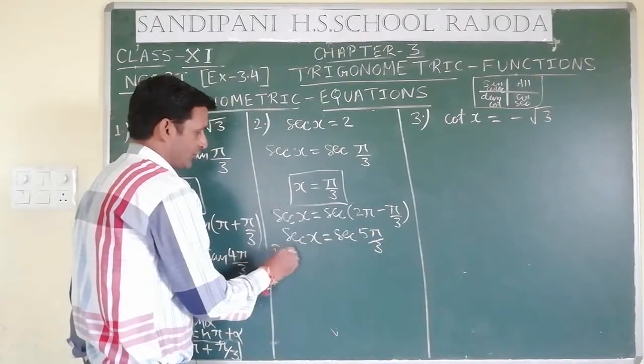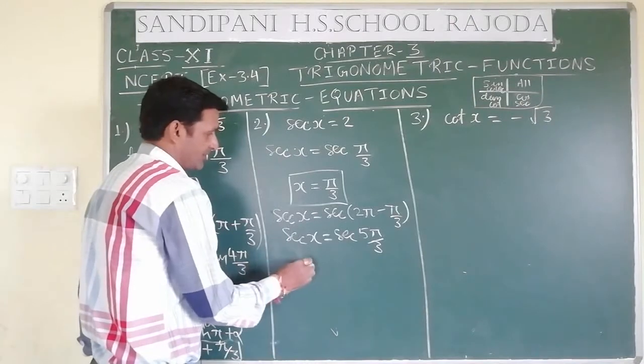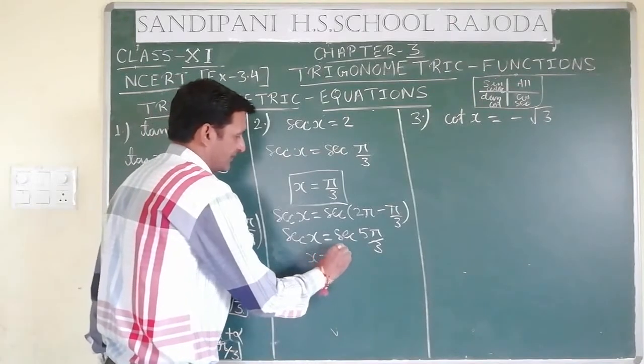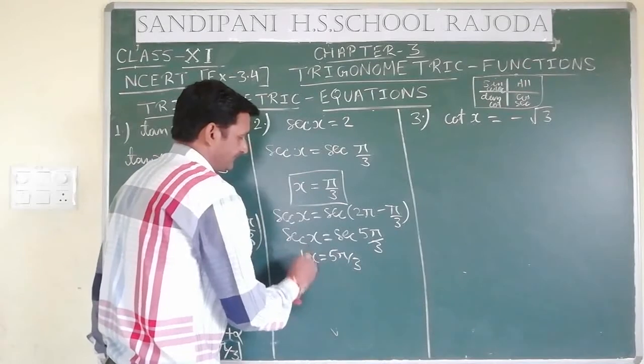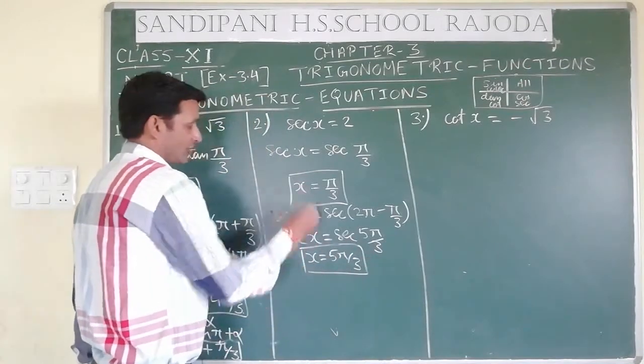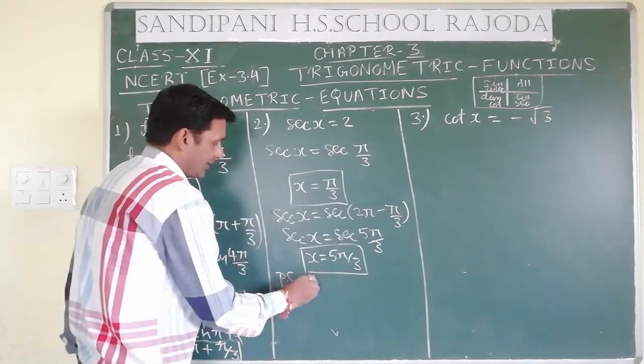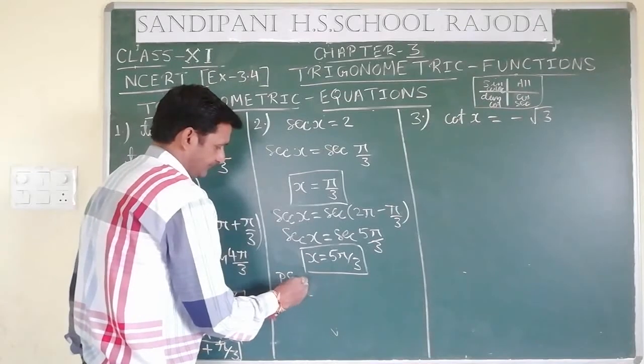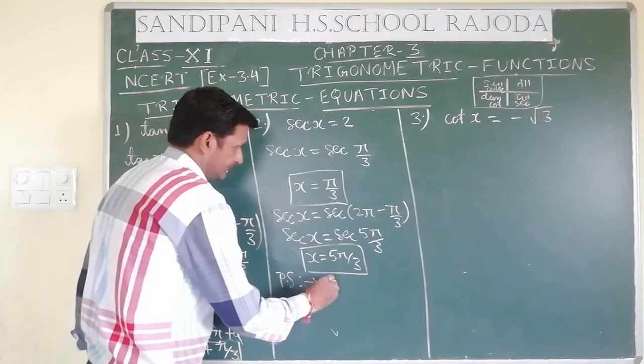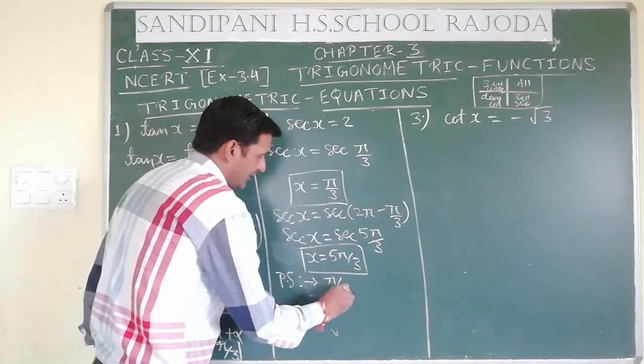So what are the principal solutions? Here x is equal to 5 pi by 3. This is also a principal solution. So the principal solutions are pi by 3 and 5 pi by 3.